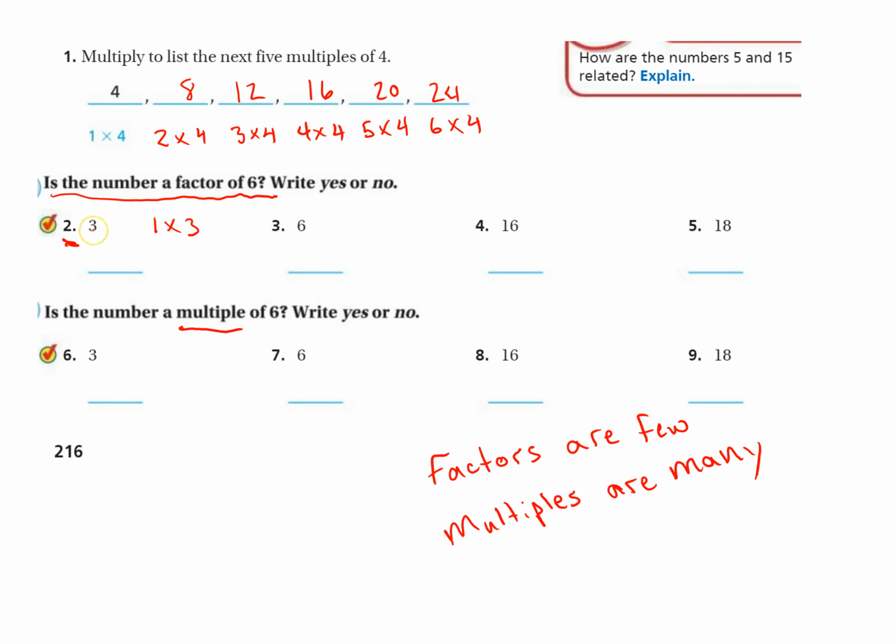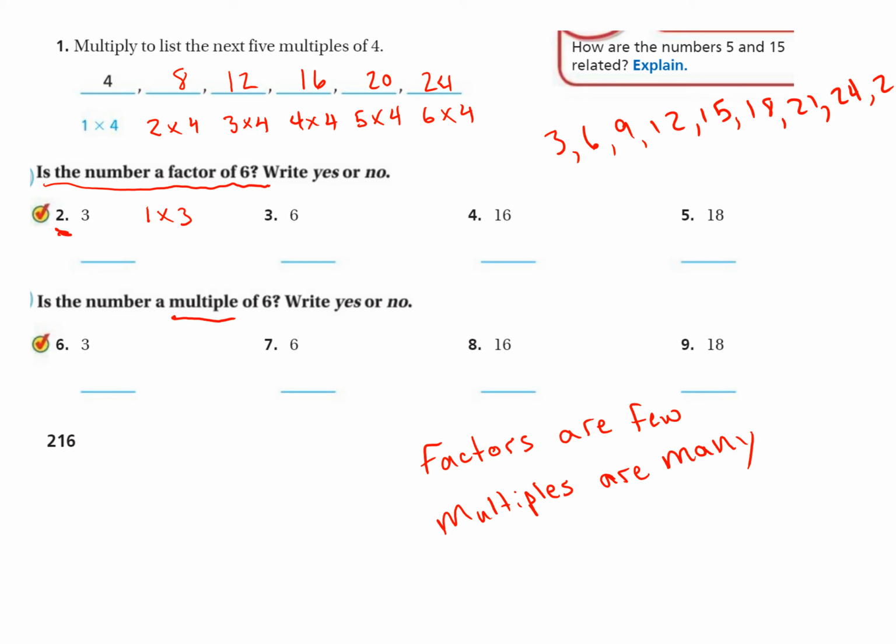So going back to our number 2 example, the factors of 3 are only 1 and 3. The multiples of 3: 3, 6, 9, 12, 15, 18, 21, 24, 27. I could go on and on and on. Okay? So, multiples are many. There's as many as you want. As long as you keep counting, you can have more multiples. But factors, there's only a few. They're limited. 3 only has 2 factors, 1 and 3.